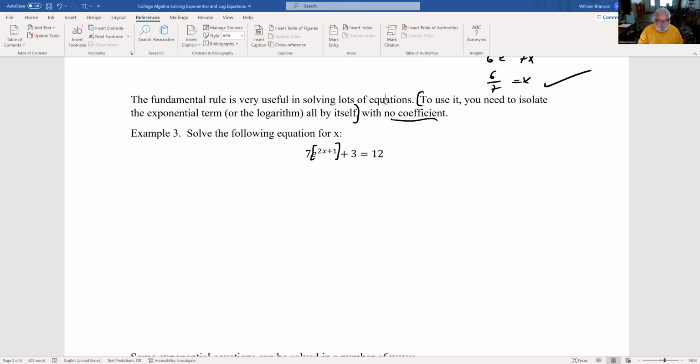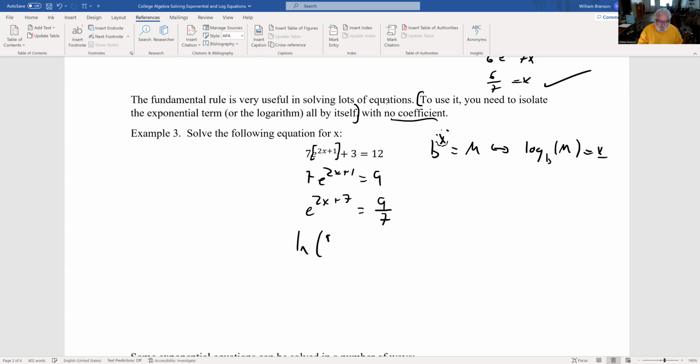So it means subtract a 3 and then divide both sides by 7. And now we have that set up for the fundamental rule. And the fundamental rule tells us that something raised to the x equals m can be rewritten as log base b of m equals x. It takes something in the power and moves it by itself on one side of the equation. So what does that give me?